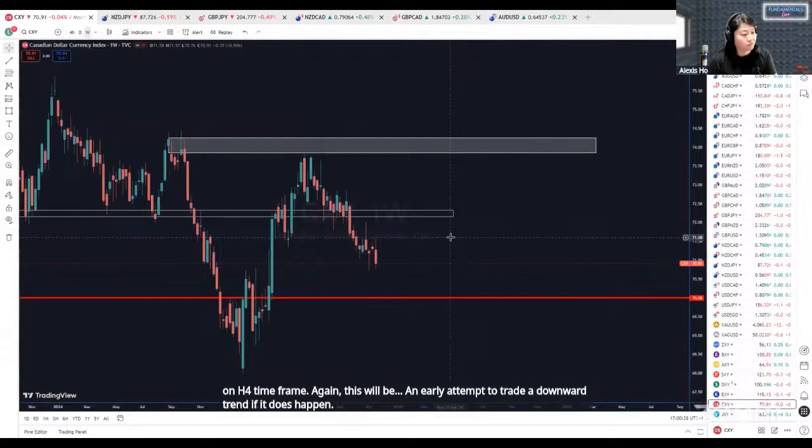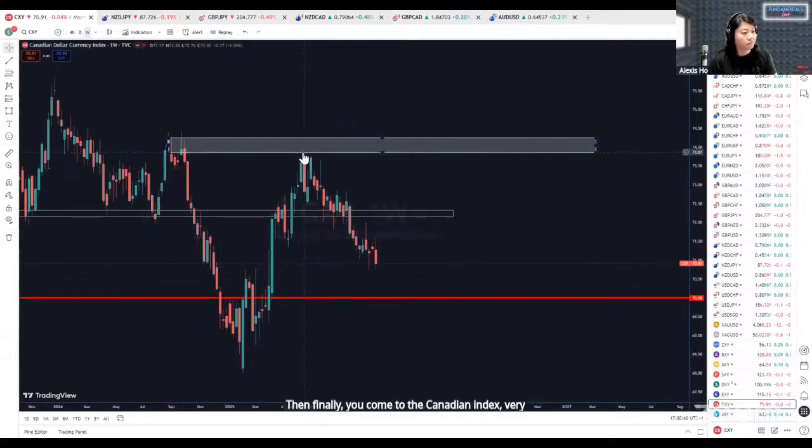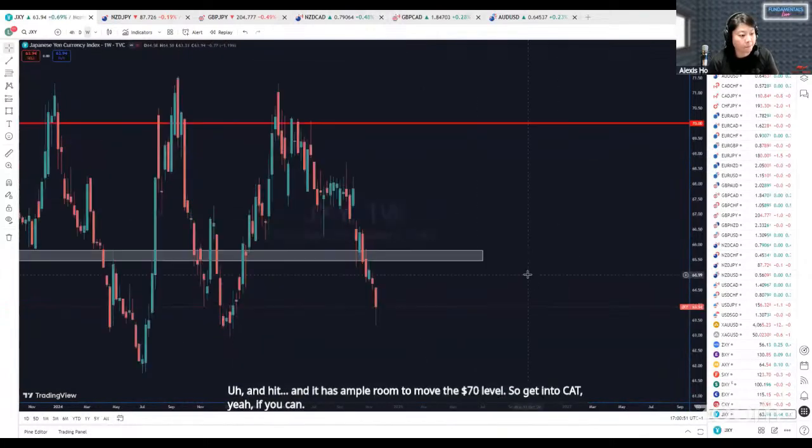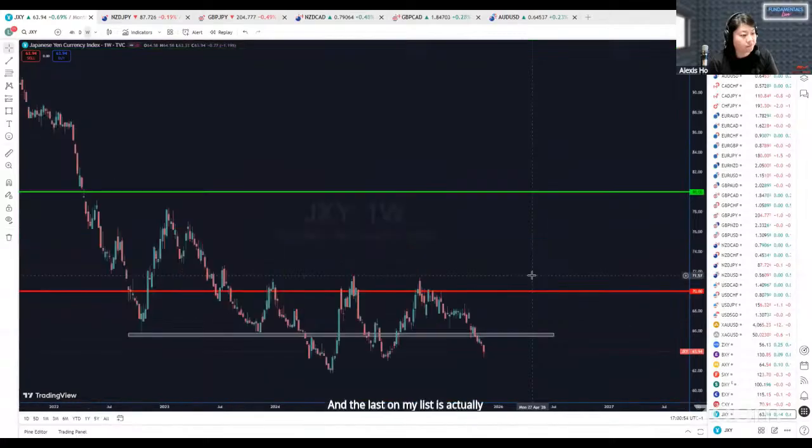Then finally came to the Canadian index, very clean movement since May. You can see that price is just trending downwards, and it has ample room to move to the $70 level. So get into CAT, yeah, if you can. And the last on my list is actually the yen index.